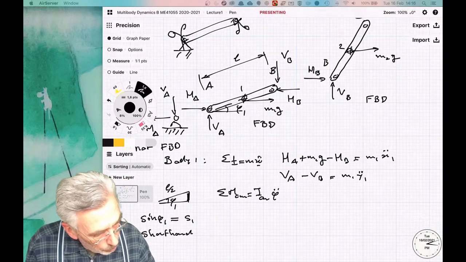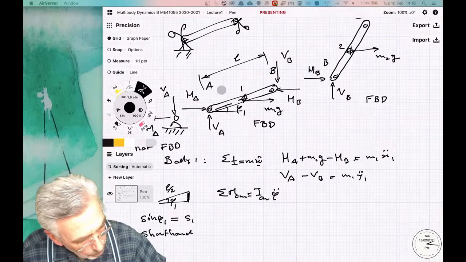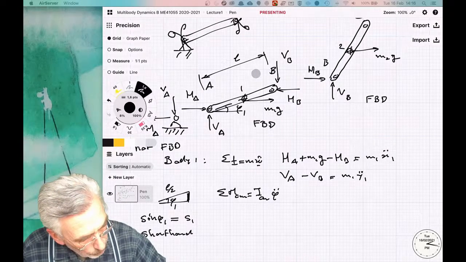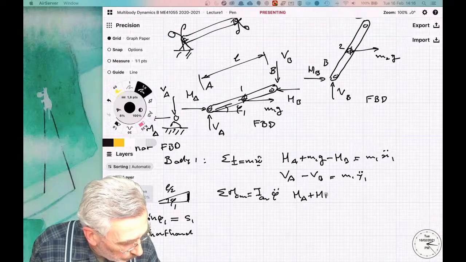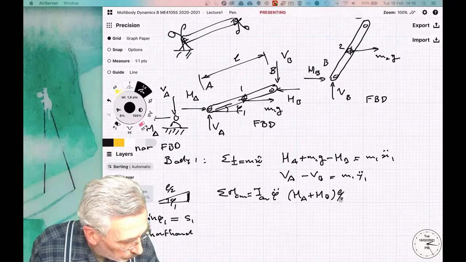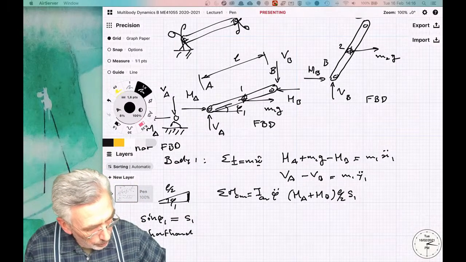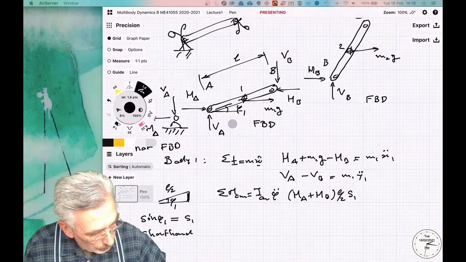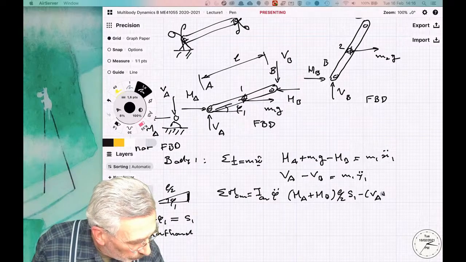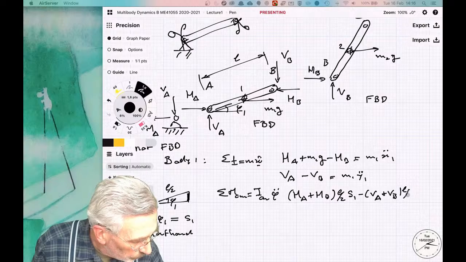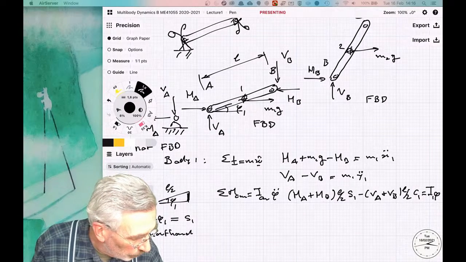Okay, with the shorthand, HA is in that direction, minus HB, and is it positive? Yeah, this is positive, so they are both contributing positively, so it gets HA plus HB times L over 2 times sine 1. That's plus. And then the verticals give a counter-rotating torque, minus VA plus VB, L over 2 cosine phi 1, equals I1 phi double dot 1.